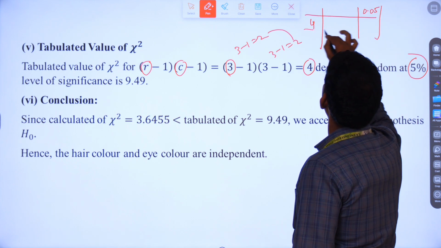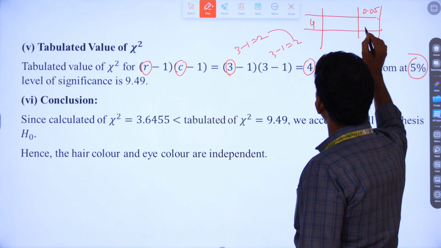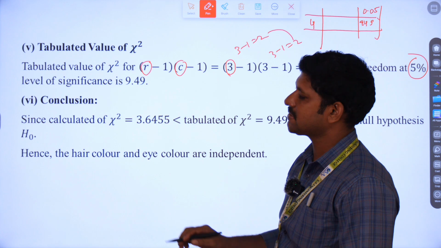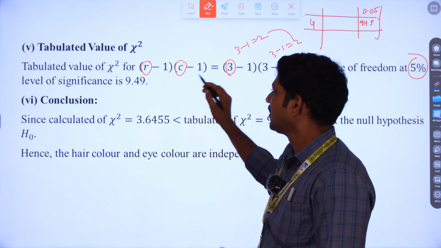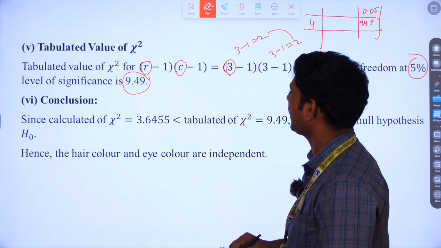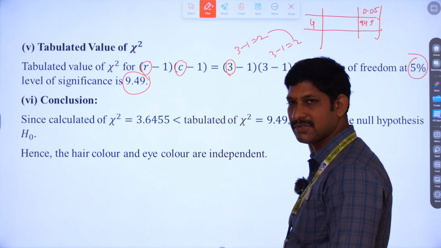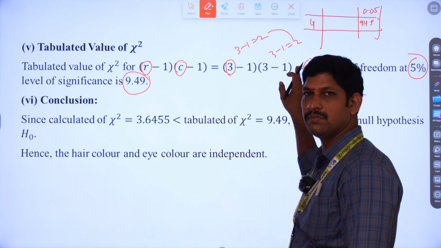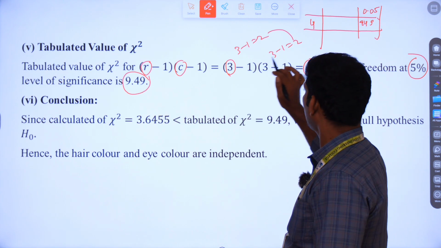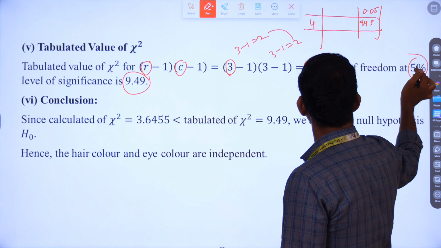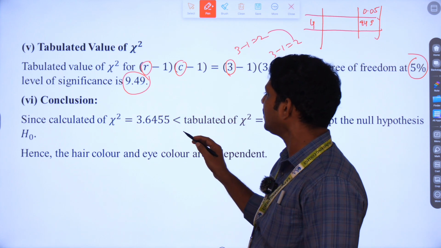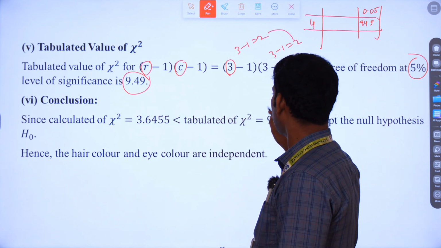the value will match 9.49, which is the table value. I already showed the table, and the table value is nothing but 9.49. As already said, the degrees of freedom is not fixed; it depends on the nature of the problem. So the value is also not fixed; it depends on the degrees of freedom and on the testing significance. Now we have the calculated value as well as the table value.